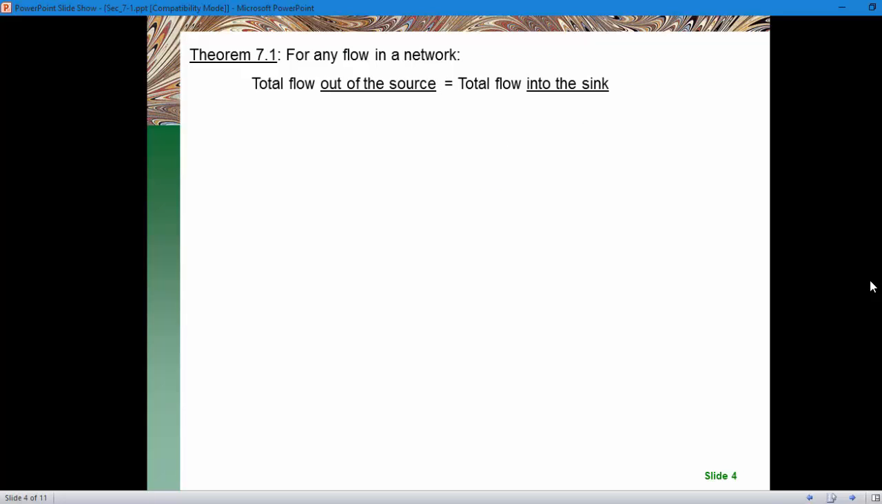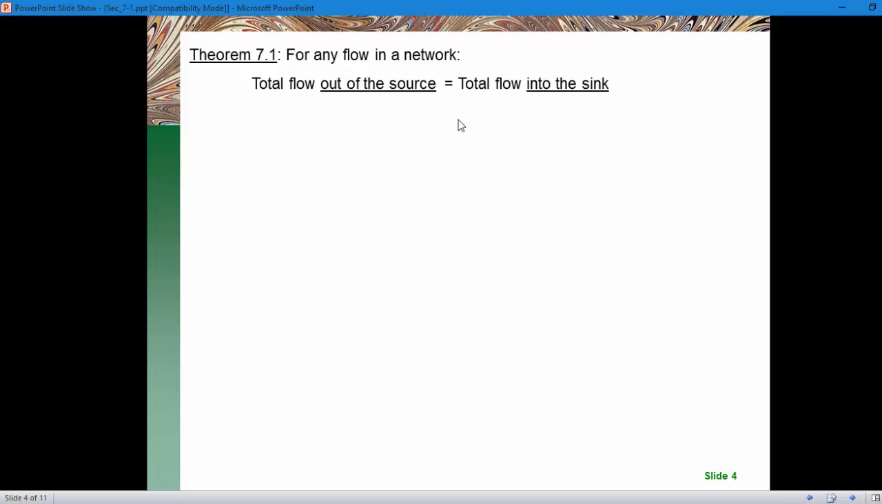Here's the first theorem of Chapter 7. It says that for any flow in a transportation network, the total flow out of the source is equal to the total flow into the sink. Now, this seems to be an obvious statement, but it requires proof. Perhaps some of the flow that goes out of the source could get lost within the network.